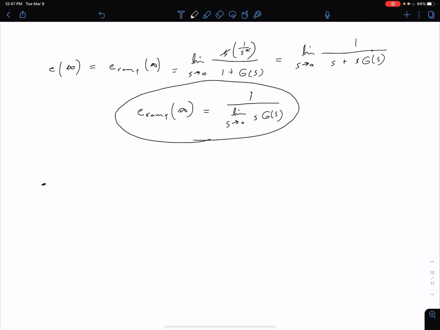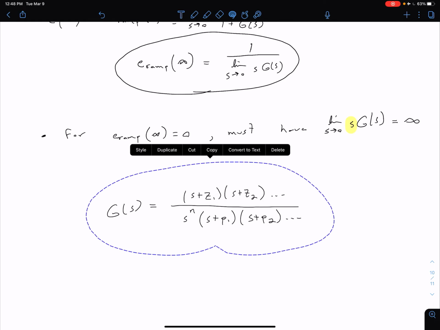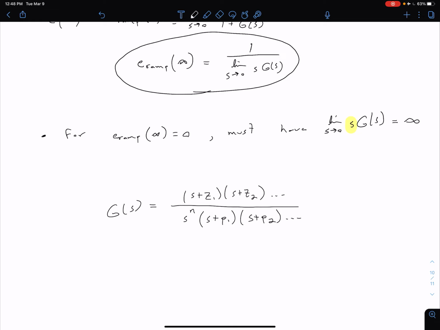So just looking at our circled equation above, we can say for that steady state error, e_ramp(∞), to equal 0, we must have that the limit as s goes to 0 of s G(s) be infinity. And so really similar to what we saw with our unit step input, the only difference is now we have this s tagging along here as well. So just like what we did with our unit step input, let's go back to the generalized equation for our G(s). So we have our zeros in the numerator, our poles in the denominator, as well as that s to the n term in our denominator, so our poles at the origin.